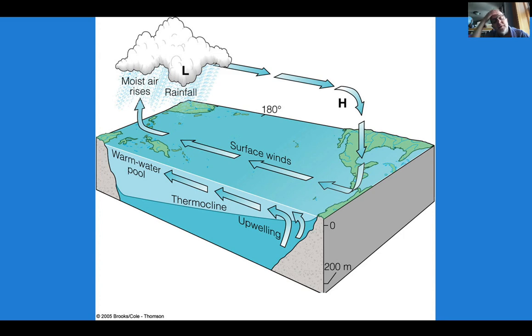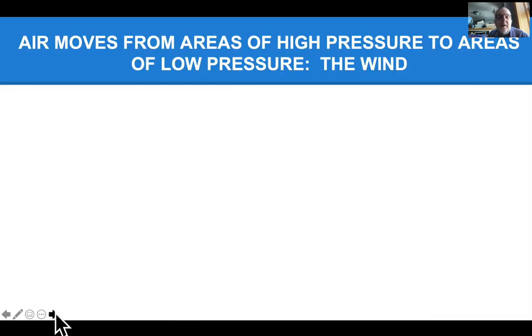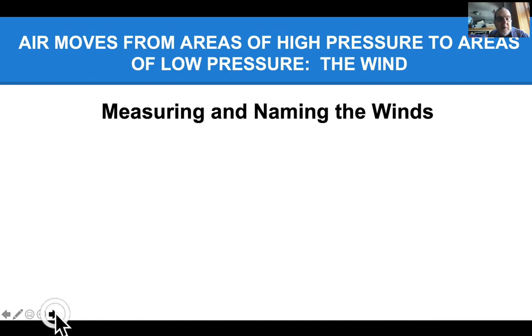But what we see here is in the western Pacific, air near the equator is rising, cooling, traveling laterally east-west, and then sinking as a high pressure over Central America and Ecuador, Western South America. And it creates a convection cell. But we also have convection cells that head north and south, and I'll go over those in a moment. So, air moves from areas of high pressure to areas of low pressure, and that is also a way of describing the wind. So how do we measure and name the winds?